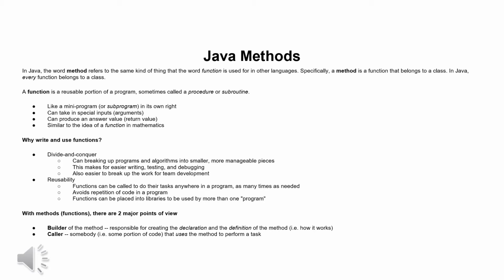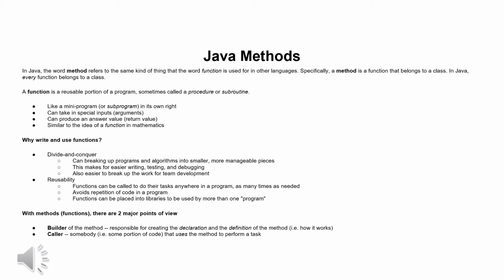In Java, we call this notion a method. So a method in Java is exactly the same as a function in C or C++. That's actually a mini program. It takes some special input and will produce some answer, some output. It will return a value, right?